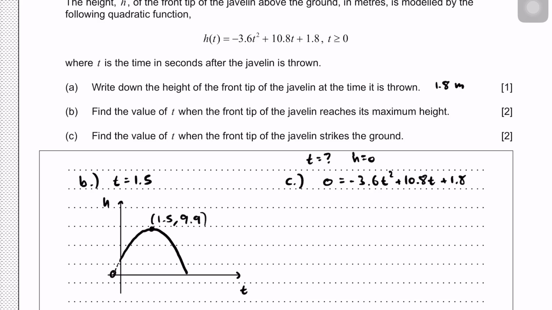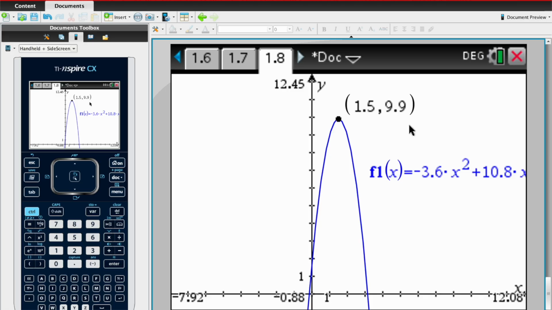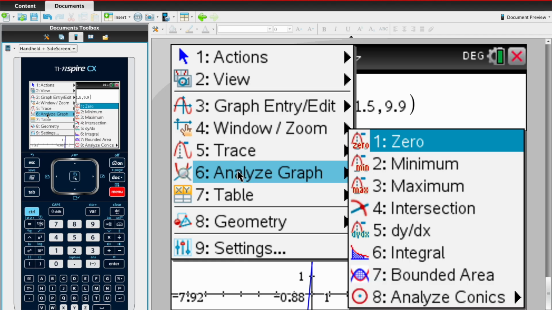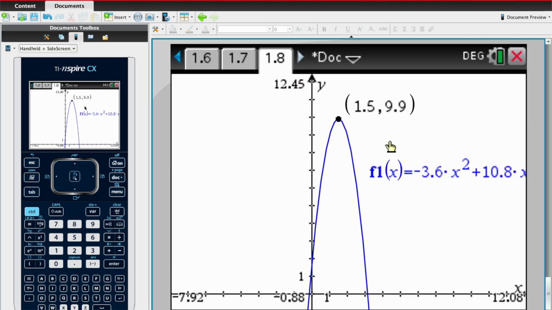Other way, since we already have a graph here, let's just go to our graph and find our intersection point for when h is equal to 0. So here we are, we're already in the graph. We'll go menu, analyze graph, and in this case, we want to find the 0. Here we go. So after 3.158 seconds, or to 3 significant figures, after 3.16 seconds, this javelin hits the ground. So I think that's going to be the easiest way.